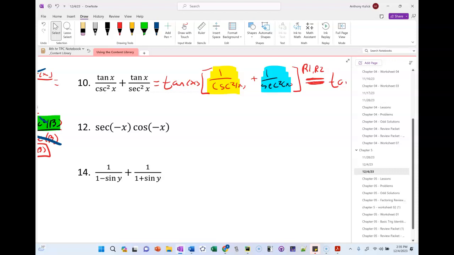So it might be tempting to use one of the odd-even identities to change those negative x's to positive x's, but you don't need to do that. You can, it's not wrong to do it. That'd be the correct use of that identity. But because the insides are both negative x's, you don't need to do it. As long as the insides are the same, there's no need to change them back to just regular x's.